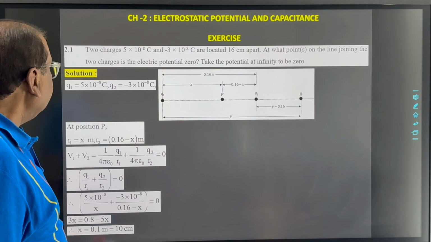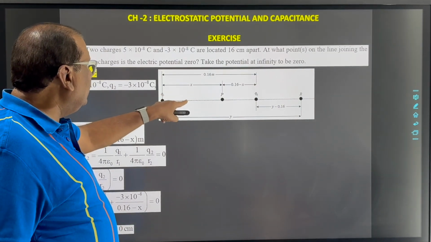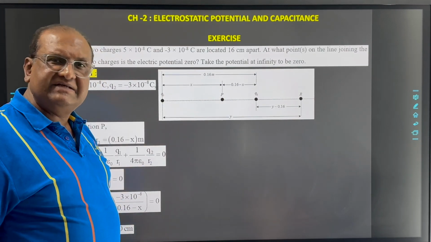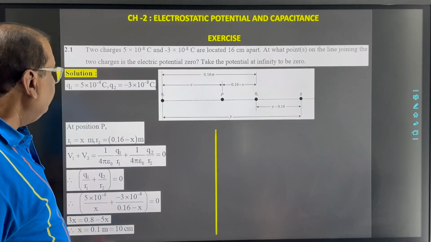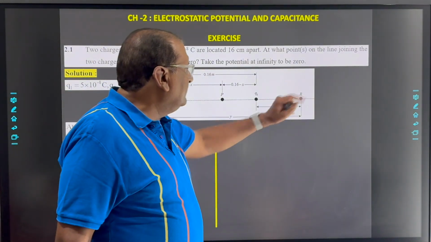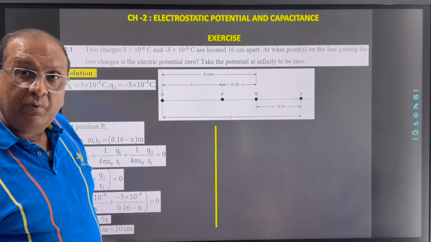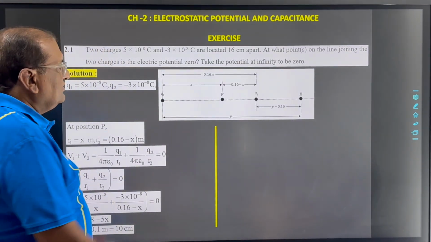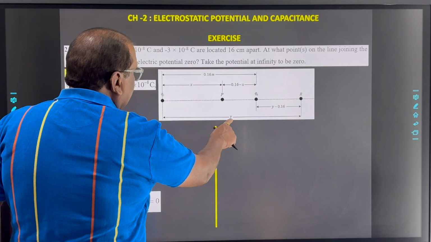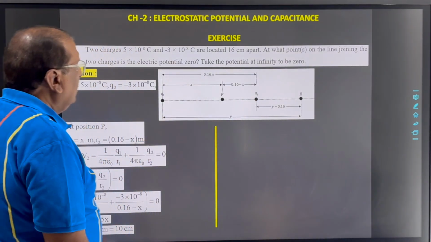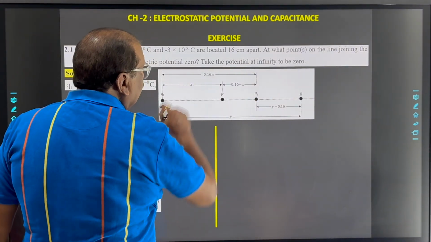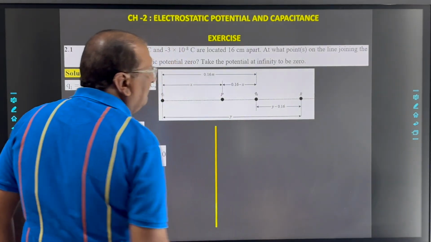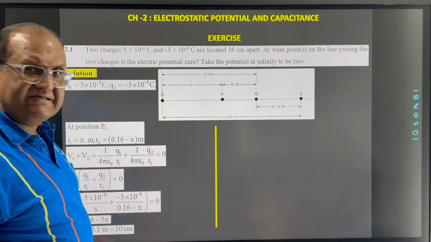Clear? So here if x equal to 10 centimeter, then from Q2 the distance is 6 centimeter. Now we will get another point, suppose that is R, where the net electric potential is 0. Suppose R is at a distance y from Q1. So Q1 to Q2 is 0.16. So Q2 to R will be y minus 0.16.